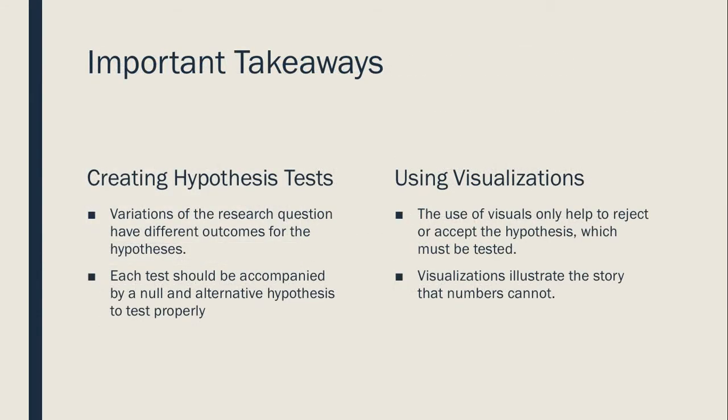As we move to the end of this presentation, I'd like to highlight some important takeaways. Variations of the research question have different outcomes for the hypotheses, meaning that the research question could be asked in different ways, which would result in different hypotheses. Also, each test should be accompanied by a null and alternative hypothesis to test properly. When using visualizations, the visuals only help to reject or accept the hypotheses, which must still be tested. Visualizations illustrate the story that numbers cannot.